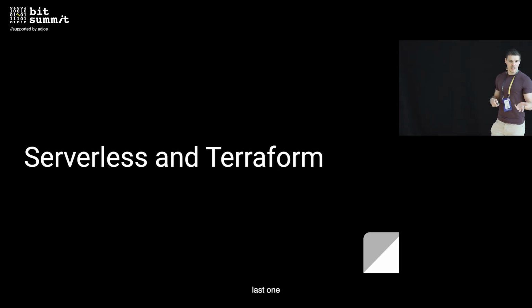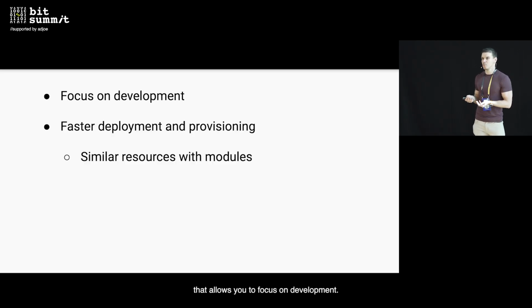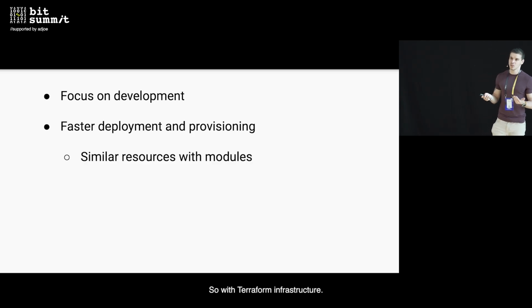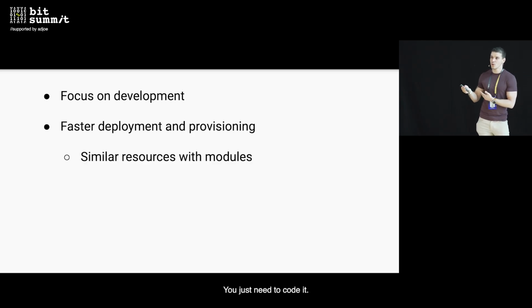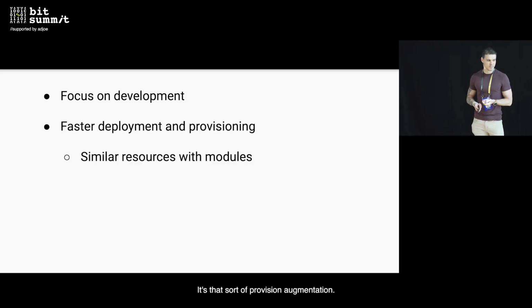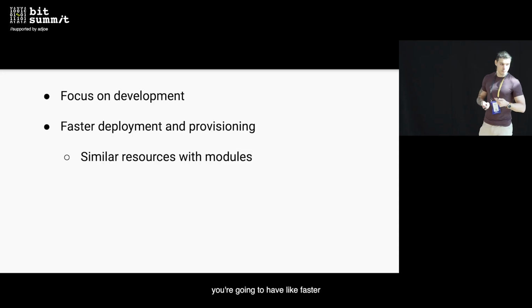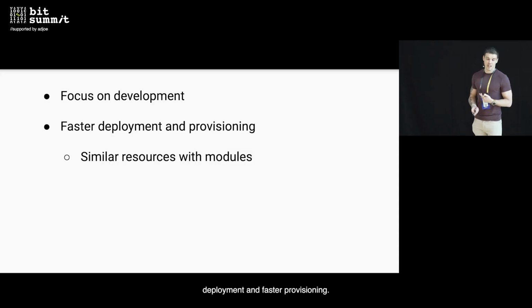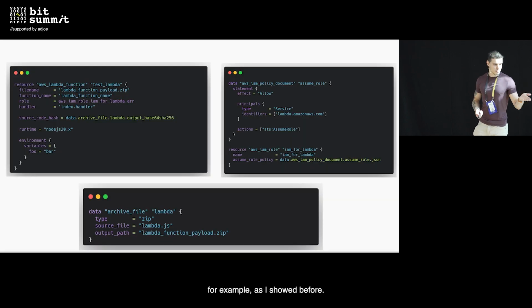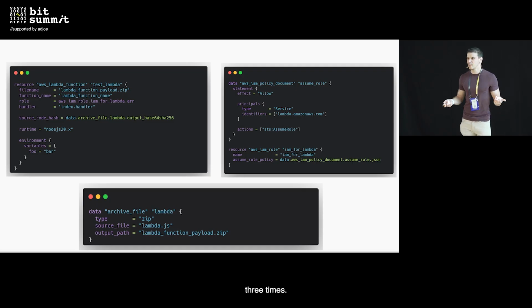And as a last one, serverless and Terraform are both technologies that allow you to focus on development. So you don't need to click around or try to provision infrastructure and waste time with that. With Terraform, your infrastructure, you just need to code it. And with serverless, you don't care about how the infrastructure is actually provisioned or managed. And with that, you're going to have faster deployment and faster provisioning, because you can also reuse code, like modules, as I showed before. Now if you want to have 3 Lambdas, you just need to repeat the code 3 times. It's much easier.